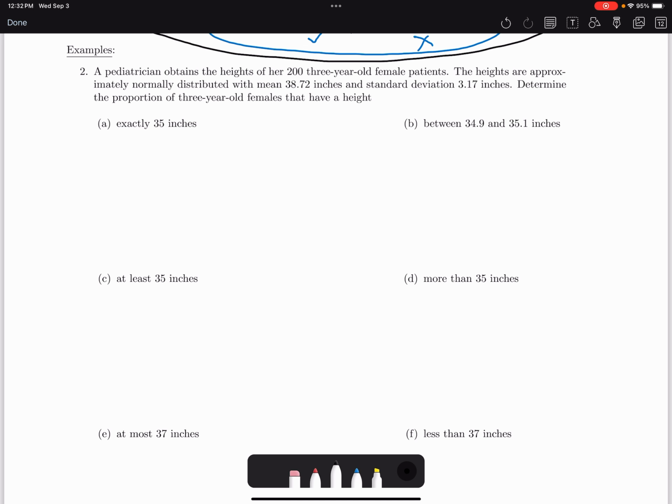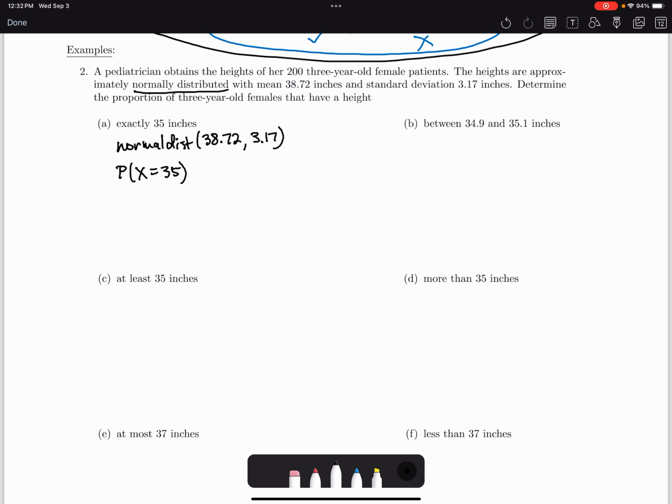Well, we're told that the heights are normally distributed, so we're going to use the normal distribution for this. When we use the normal dist, we have to put in something for the mean. We were told the mean was 38.72 in this case, and we have to put in something for the standard deviation. We were told the standard deviation was 3.17 in this case. Okay, and now we want to compute the probability that x is exactly equal to 35.